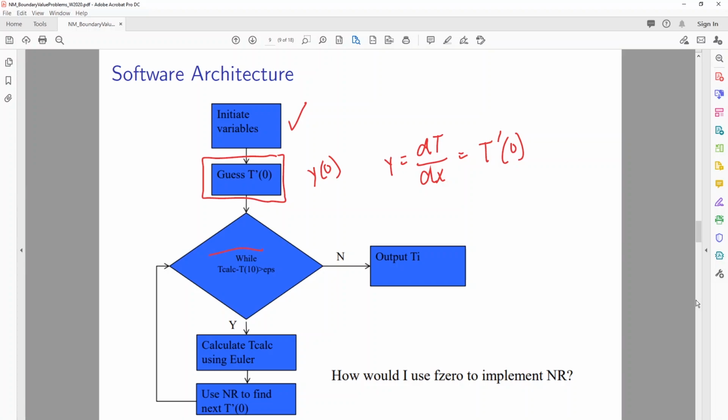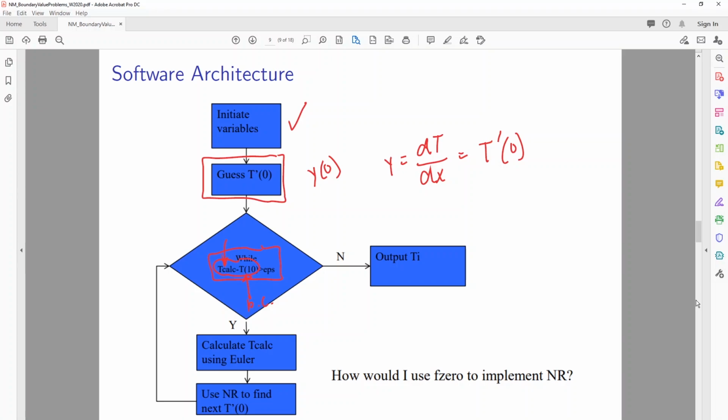And then we go through this little while loop right here. It's while the absolute value of tcalc minus t10, that's that second boundary condition, the boundary condition on the other end, is greater than EPS, machine epsilon or some sort of really small value. We'll talk about EPS in a second when I go to MATLAB. If that value is greater, then we need to keep going because we haven't converged yet. And tcalc is the value that we calculate at the other end, based upon our initial value problem during the shooting method. It's what we'd expect T10 to be.